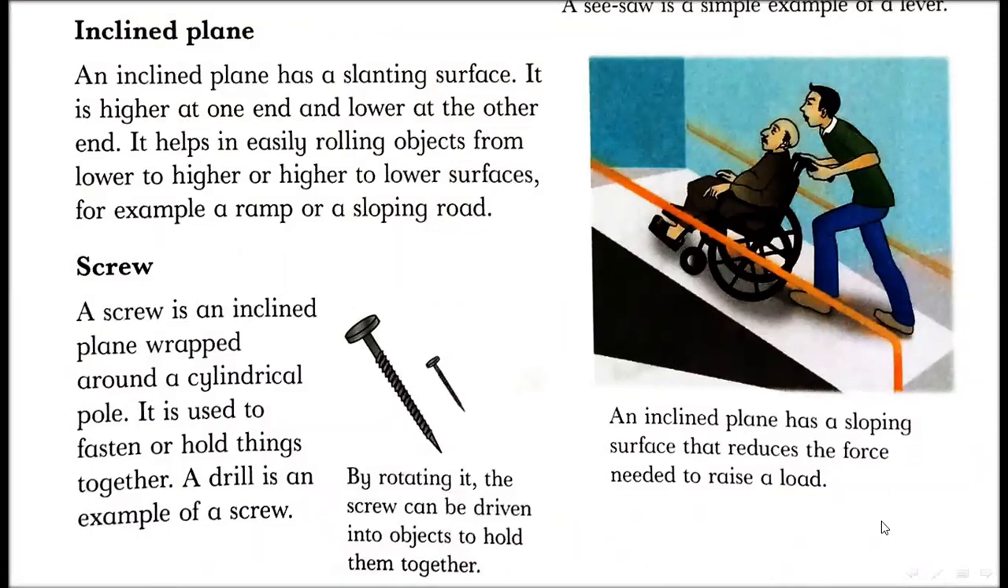Next is inclined plane. An inclined plane has a slanting surface. It is higher at one end and lower at the other end. It helps in easily rolling objects from lower to higher or higher to lower surfaces. Example is ramp or a sloping road.